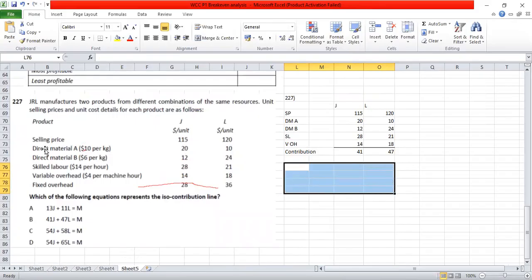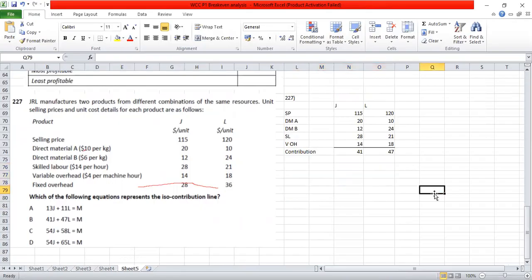So if it is only about the ISO contribution line, we just have to verify how much contribution of J, how much contribution of L is to be there. So I'm really sorry I made you do the additional work. That calculation is most suitable when we are trying to solve whether this can substitute it. This can solve the objective function. But objective function is not the question. It is only the ISO contribution line. So wherever it is 41 and 47, that is the, so B is the answer.